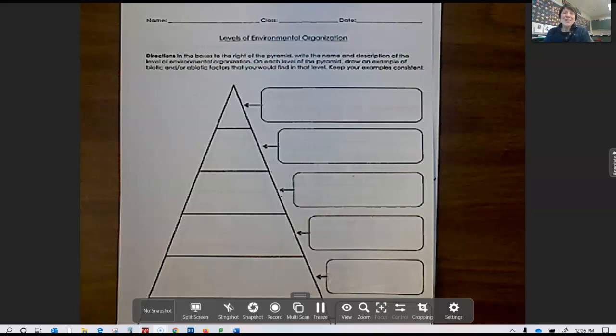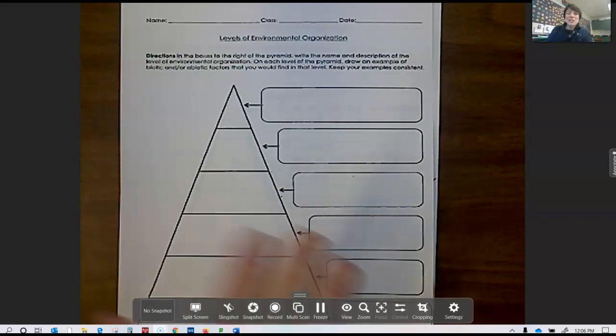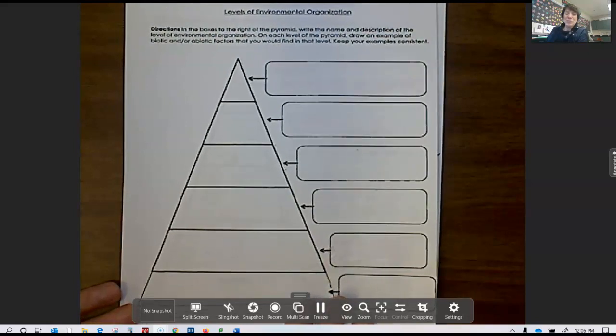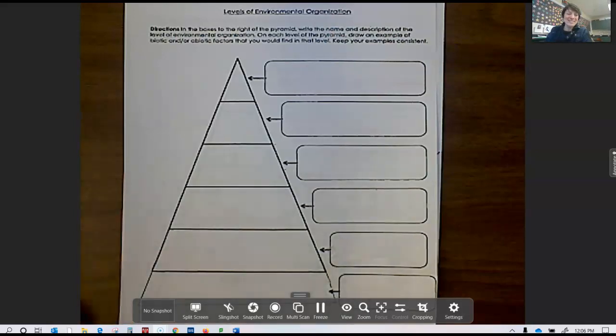Hi everyone. To start off our study of ecology, the first thing that we're going to do is take some notes over levels of environmental organization. So you should have a sheet like this in front of you that you got from your teacher. If you didn't get one like this, you can print it from the link on Canvas.